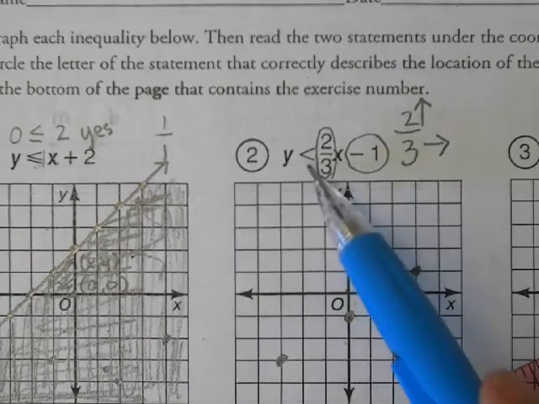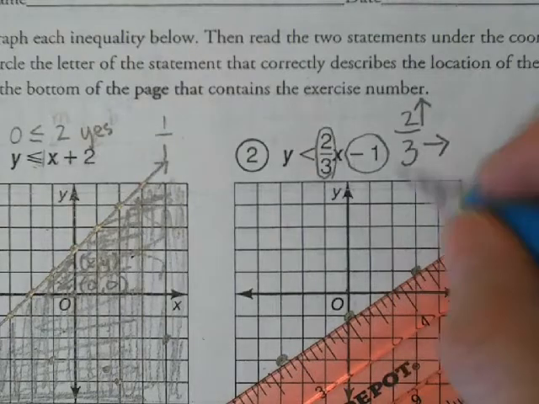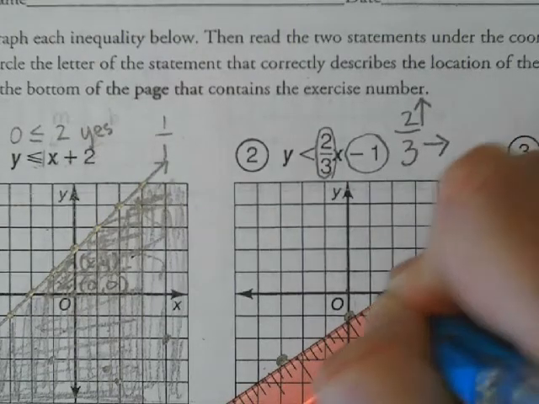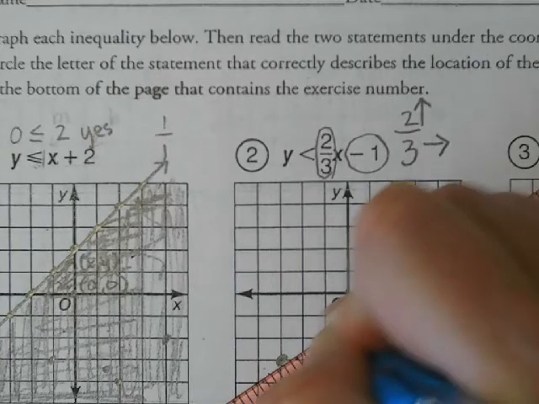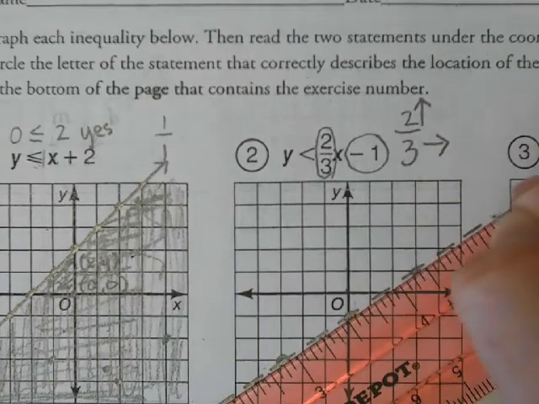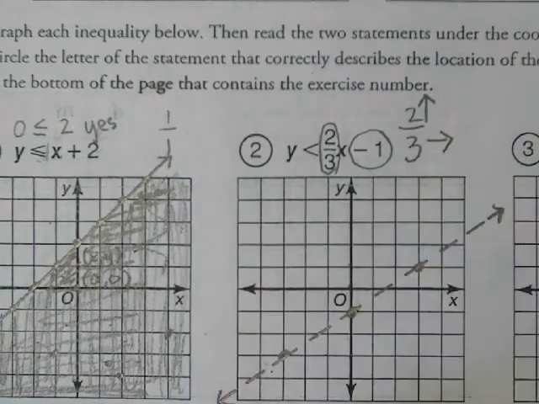Okay, now I've got to decide, is it a dashed line or a solid line? Well, since there's no little equal sign right there, that tells me it's a dashed line. A dashed line means you can't have solutions on the line. The solutions can be really, really close to that line. We actually say infinitely close to that line, but they can't be on the line.